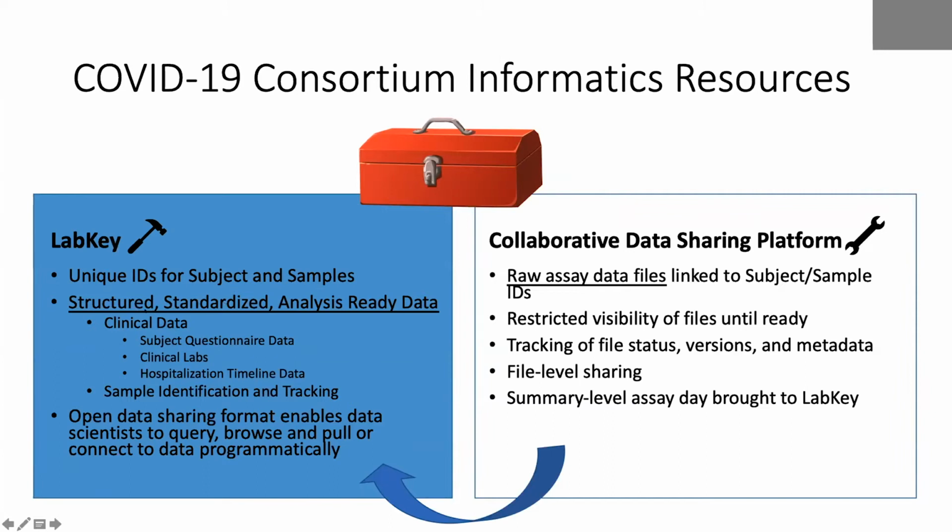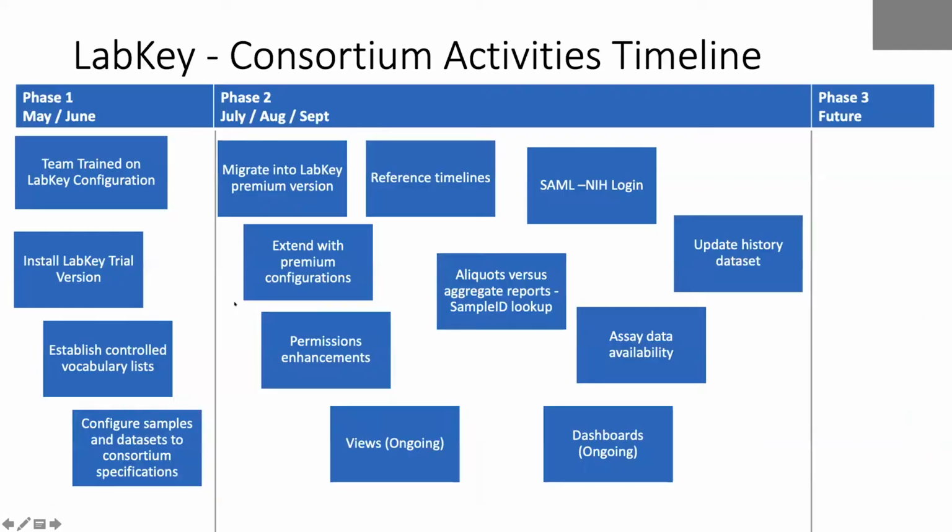We could store data in a structured, standardized way, and analysis-ready data sets could be exported. But then for the assay data, since we really didn't want parsed data, but we wanted raw assay data files, we chose another data sharing platform that was outside of the NIAID firewall, easily accessible to users, and also that allowed file level sharing. But the idea is that the summary level data, assay data, is going to be brought back to LabKey for further browsing the data along with the clinical data.